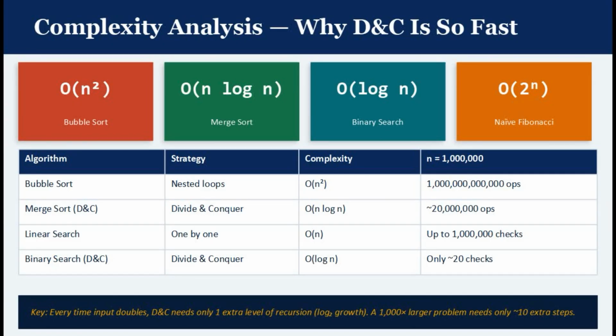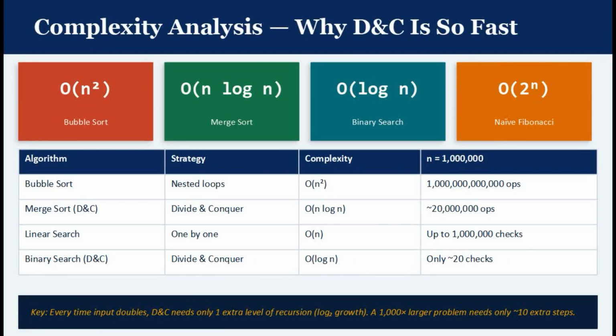What do those labels mean in practice? The table tells you. Set n to 1 million elements. Bubble sort needs 1 trillion operations. That is not a typo, 1 followed by 12 zeros. Merge sort needs only about 20 million. That is 50,000 times fewer. And binary search, just 20 checks for 1 million elements. 20.